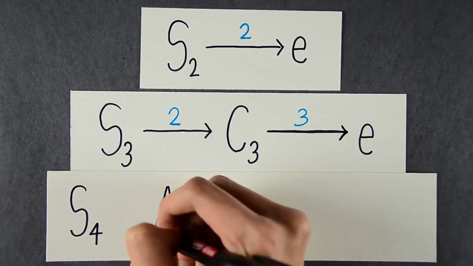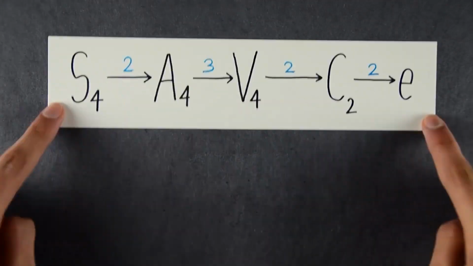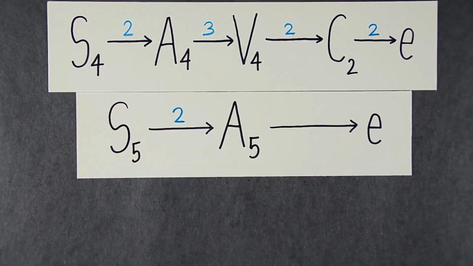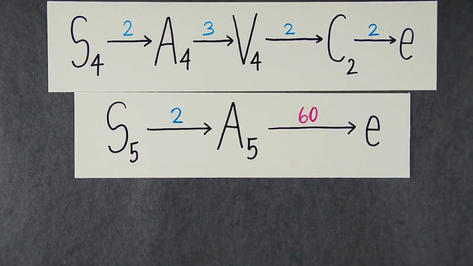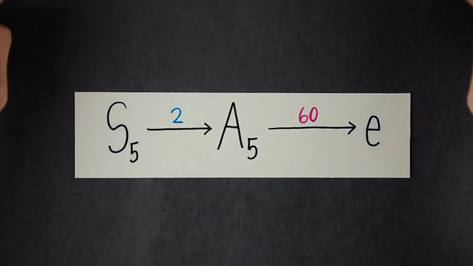For n equals 4, the numbers are all prime, so the group is solvable. That's why there's a quartic formula. But for n equals 5, the situation changes dramatically. You start off fine, 2 is a prime number, but then you have 60 different tiles, so the group isn't a solvable group. That's why there isn't a general quintic formula.